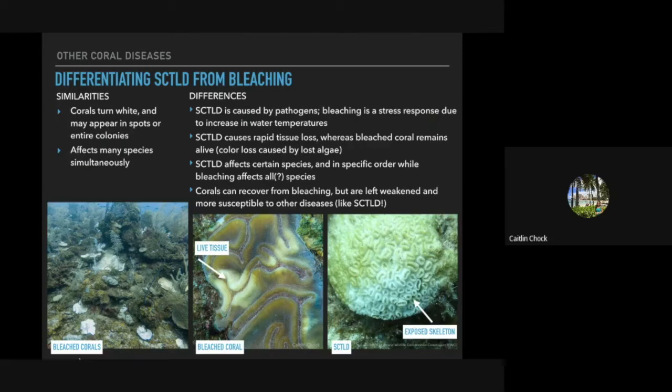And then in the example on the right, a coral that was affected with SCTLD is actually dead, and the skeleton is exposed, so the white part has no more living tissue. You can see how it really just doesn't have any fleshiness to it anymore. So again, corals can recover from bleaching, but they're left weakened and more susceptible to other diseases.